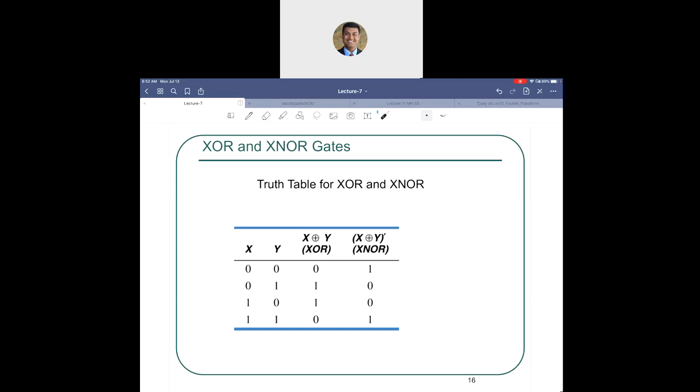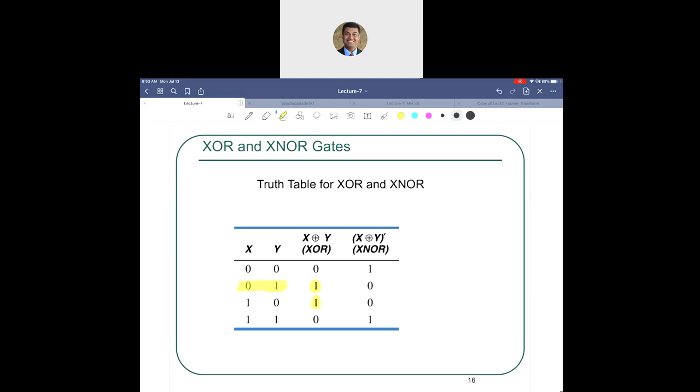All of those comparators, whether it be equality comparator or inequality comparator, will be based on 2 types of gates. One is exclusive OR and the other one is exclusive NOR. So let us see which one is going to help us with equality and inequality. If you observe the truth table here for exclusive OR, the output is true when the inputs are different.